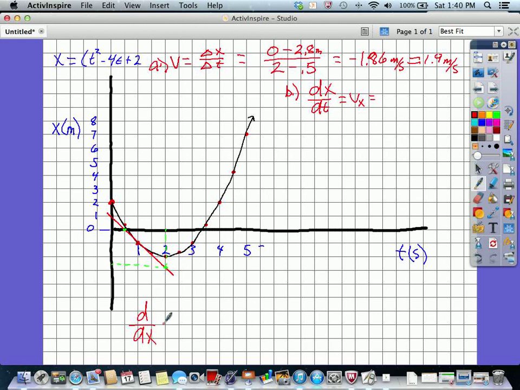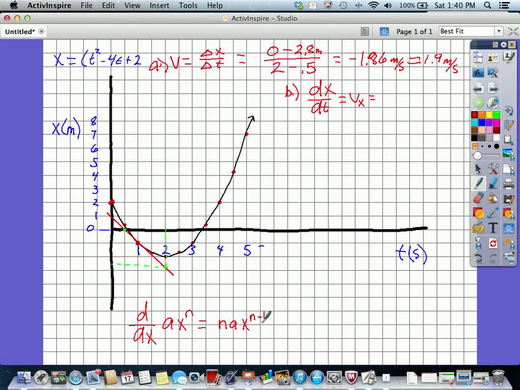It's in the appendix of your book, appendix A3. If you go to the back of your book and look at ax^n, some constant times x to the n, if we take the derivative, it looks like this: n times a, x to the n minus 1.